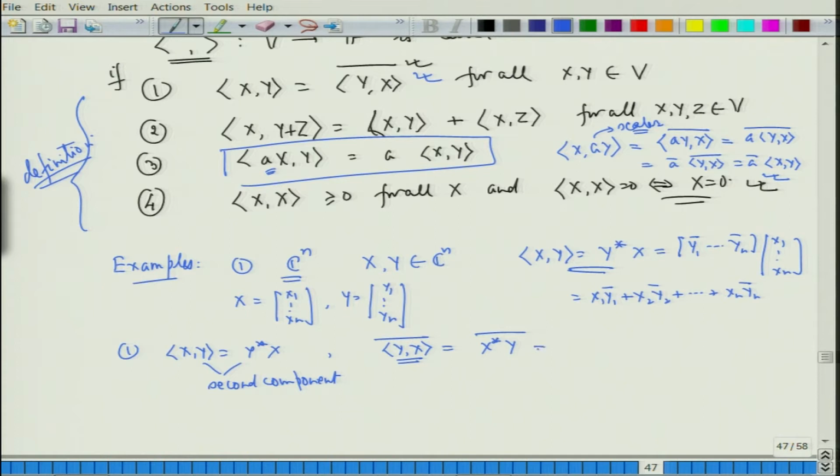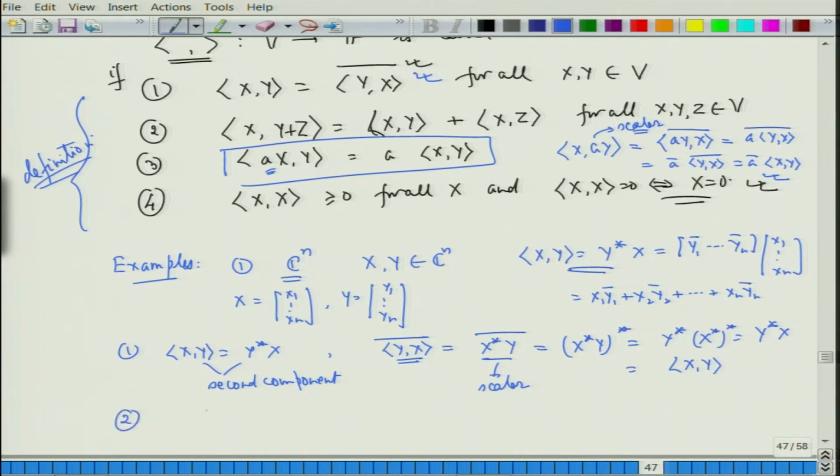Fine. So which is the same as taking a star, because it is a scalar quantity. So it is the same as looking at (y star x) whole star, which is the same as y star x star star, which is y star x, which by definition is xy. So you can check that the first condition is satisfied.